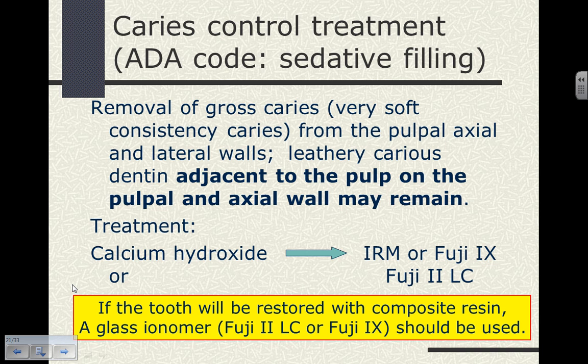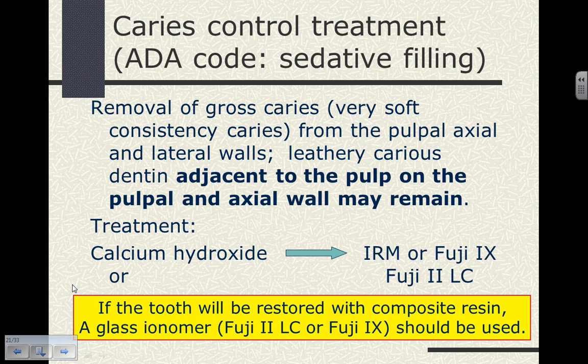And in fact, the ADA code for caries control is sedative filling. And by definition, we're removing gross caries, very soft consistency caries like oatmeal. We're removing it from the pulpal wall, the axial and lateral walls. We're going to leave leathery, carious dentin adjacent to the pulp on the pulpal and axial wall. That may still remain. In fact, it's going to look exactly like an indirect pulp cap.